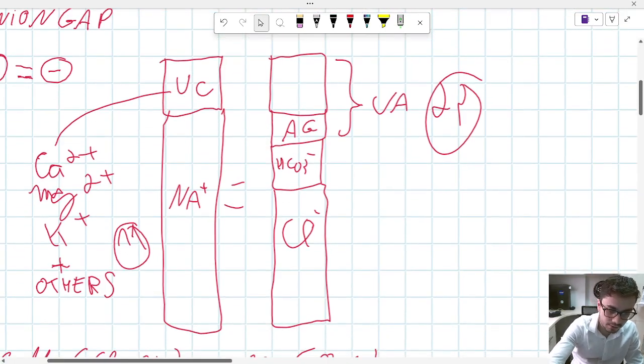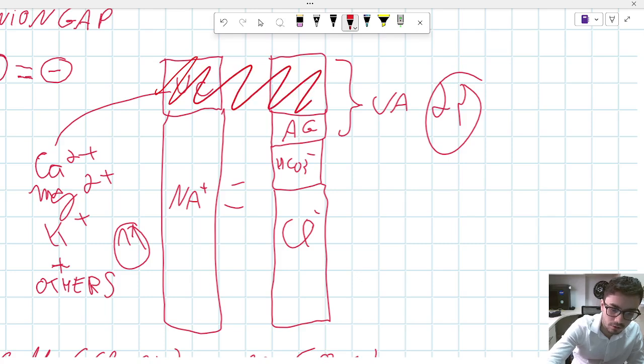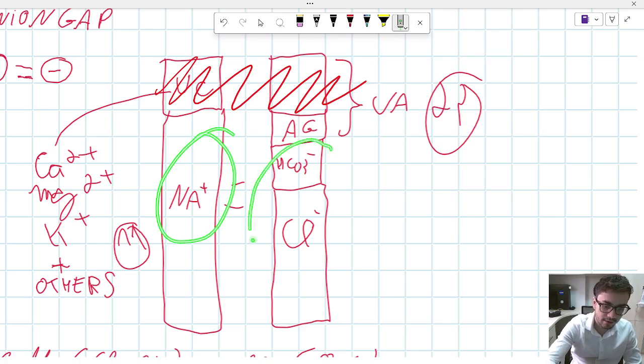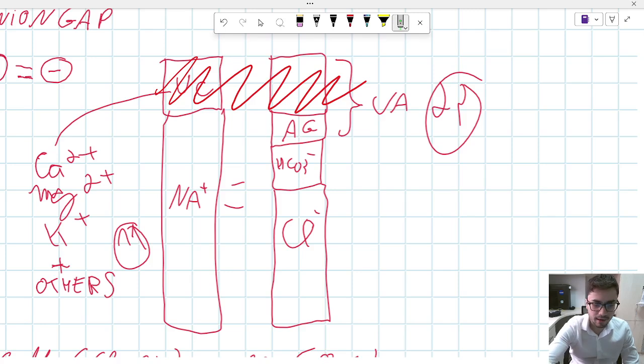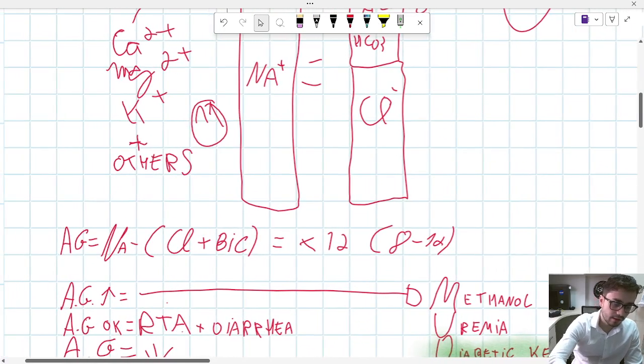If you look at the columns, if we forget this upper part and just draw them out here, we will still end up with two columns that are the same, okay? And you can see that the anion gap is still here. So if we take sodium and subtract the value of chloride and bicarb, we will still end up with the value of the anion gap, okay guys? So that's what we do, okay?